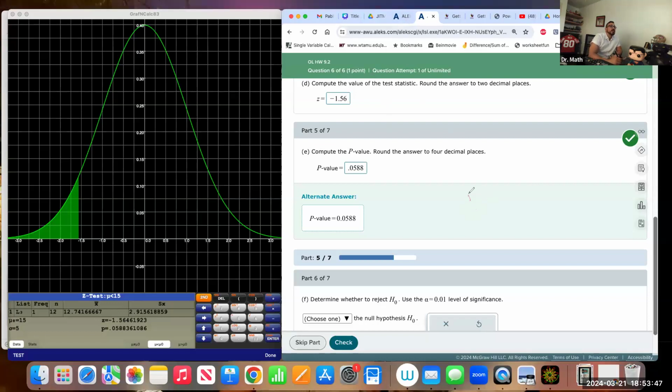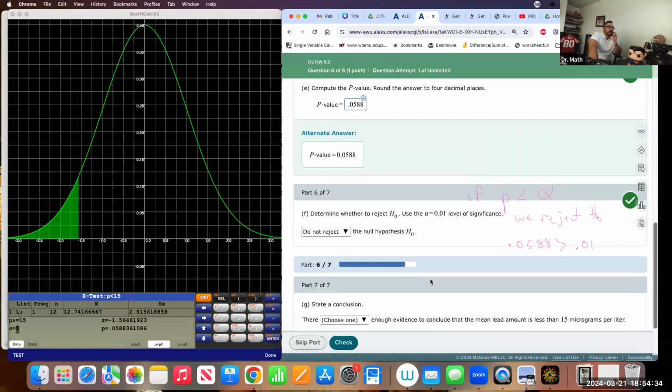So let's look. Remember, if P is less than alpha, we reject H naught. So our P is 0.0588, which is 5.88% if I were to look at that as a percent. And then 0.01 is 1%. So this is actually bigger, right? Our P is bigger. So we do not reject because we only reject if P is less than. So write that down. Here we do not reject.